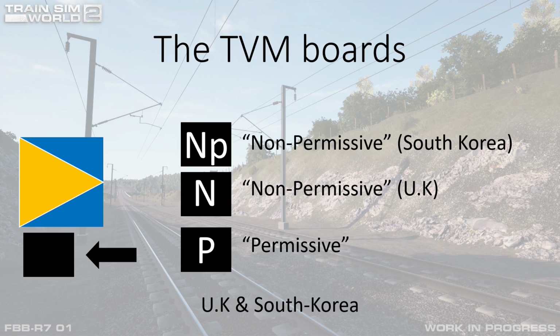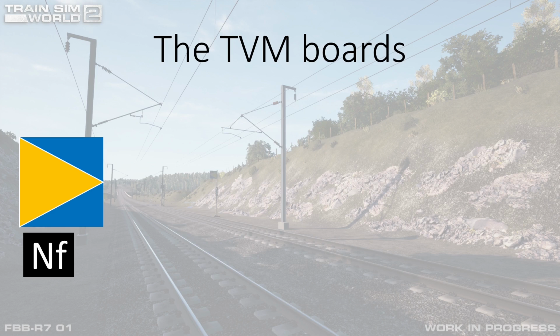South Korea uses NP as in non-permissive. The UK uses N for non-permissive. Both use P for permissive. The indications are the same. Non-permissive means that you cannot pass the signal if you're running under a danger aspect on the TVM, and permissive means that you can pass it, with caution. In this instance, we'll use this TVM marker with an NF board for now.